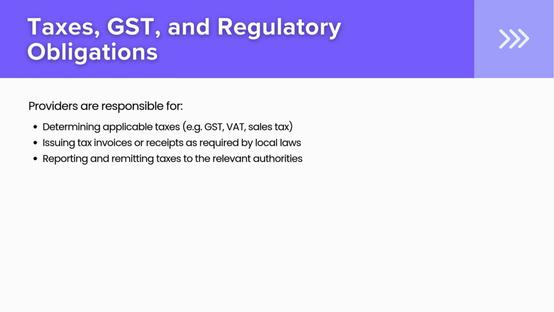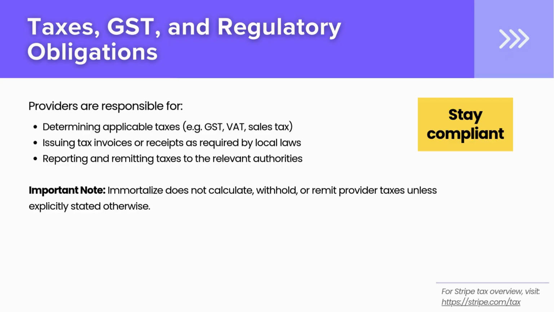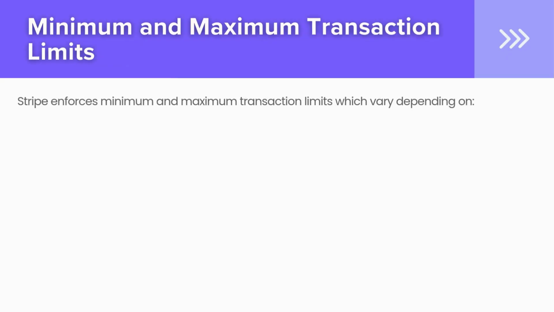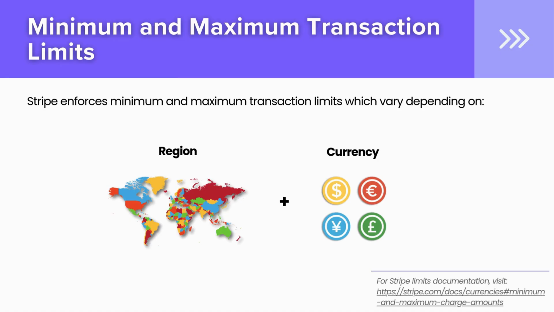Providers on Immortalize manage their own tax obligations. This includes staying compliant with any local regulations. Please note that Immortalize does not calculate, withhold, or remit taxes on your behalf unless explicitly stated. One thing to know is that Stripe has minimum and maximum limits on transaction sizes. These vary depending on your region and currency. So to find the exact requirements for your area, check out Stripe's documentation for the most up-to-date figures.